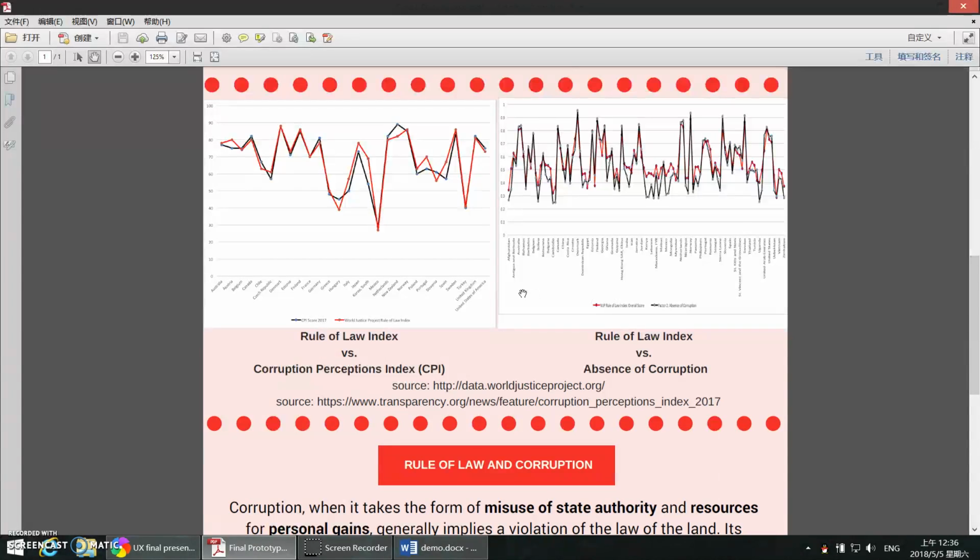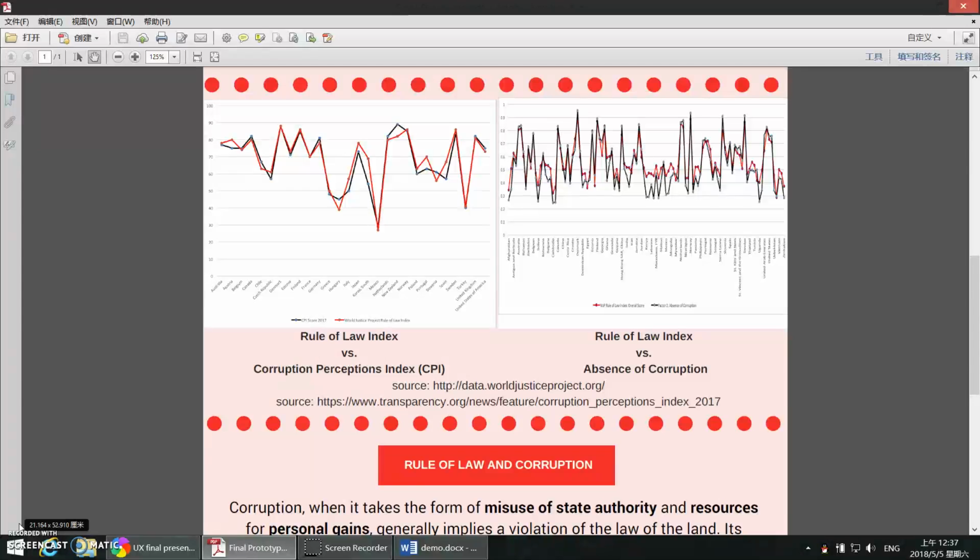So next we put the data and the graph right after the storyboard to give the reader a more in-depth visualization of the relationships between rule of law and corruption. So as you can see here, we have the correlations between the rule of law index and corruption perception index, and the correlations between the rule of law index and the absence of corruption.